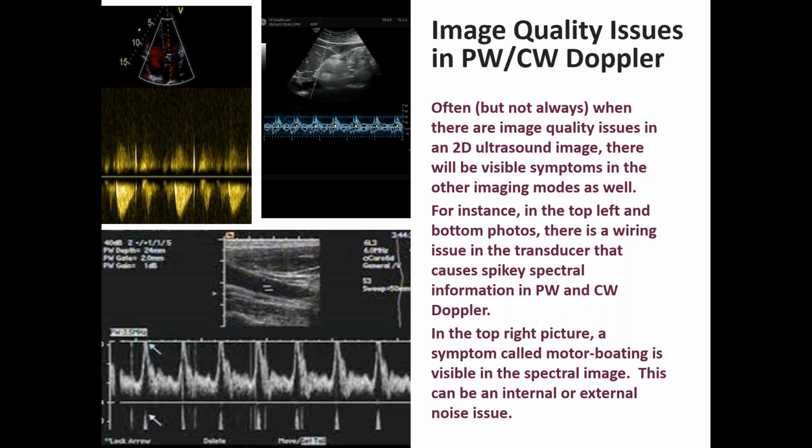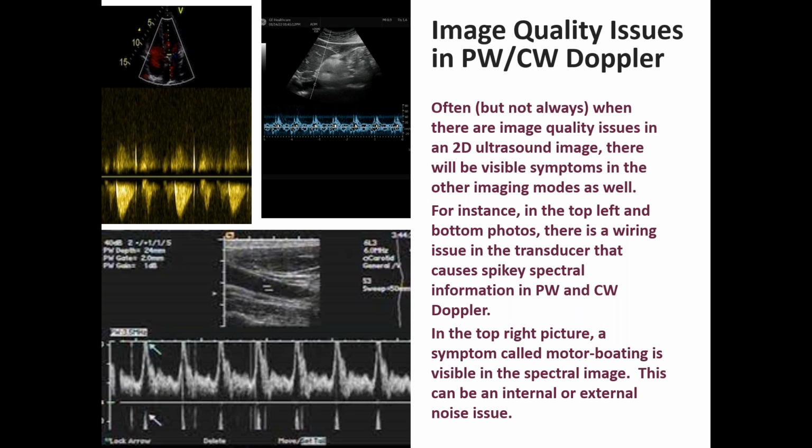Let's talk just a few minutes about pulse wave or continuous wave Doppler. That's just a different imaging mode in ultrasound. Often, but not always, when there are image quality issues in the 2D ultrasound image, there will be visible symptoms in other imaging modes as well. For instance, in the top left and bottom photos, there's a wiring issue in the transducer that causes spiky spectral information in the pulse wave and CW Doppler.